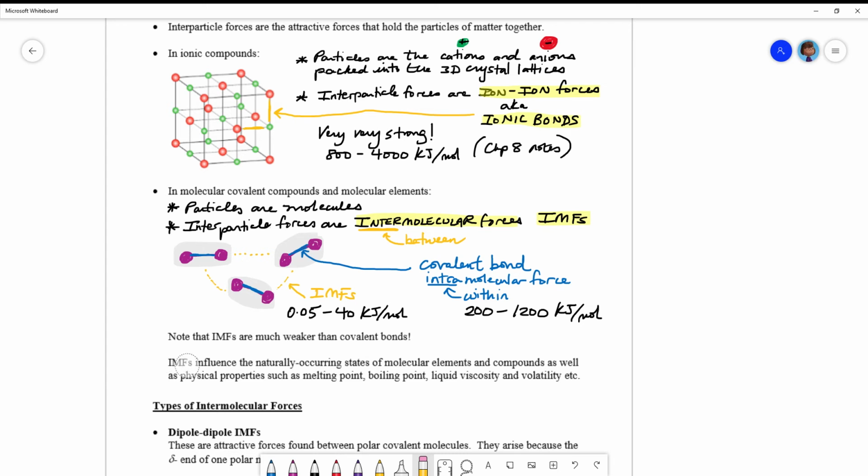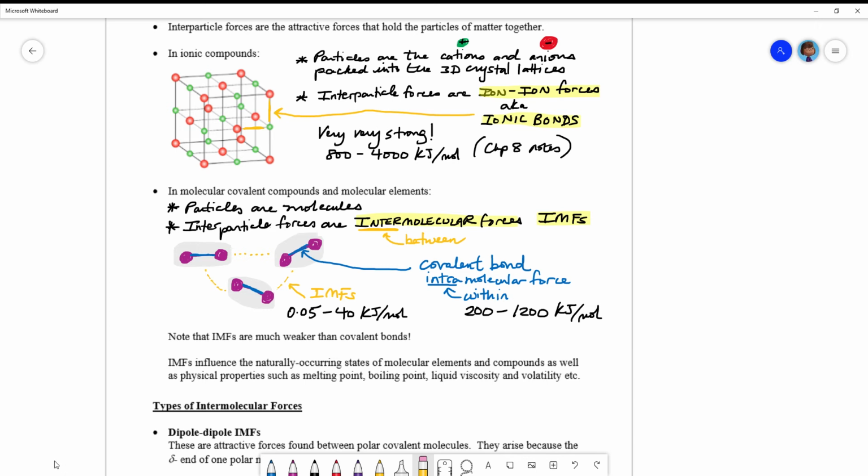Well, it turns out intermolecular forces have a huge effect on properties of covalent substances. For one thing, they influence the states of molecular elements and compounds. So whether you find a covalent compound or a molecular element in the solid or liquid or gas state, it's actually due to those IMFs. And IMFs also influence the properties of these substances, properties such as melting point or boiling point, or over here I have liquid viscosity, etc. We're also going to be looking at these things in later lectures in chapter 10.